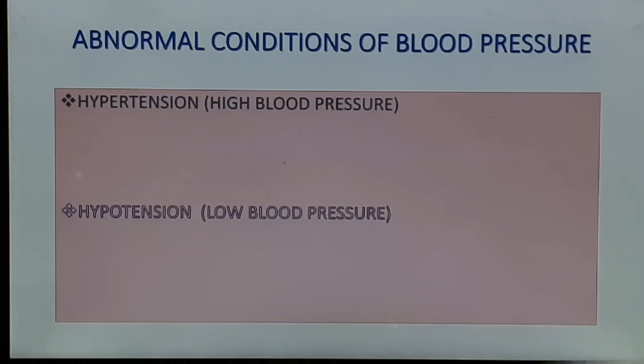Hypertension is mainly caused by the constriction of blood vessels because of overeating, physical and emotional stress, intake of cholesterol-rich diet, etc. Hypotension is the persistent low blood pressure because of dilation of blood vessels, excessive loss of blood, etc.